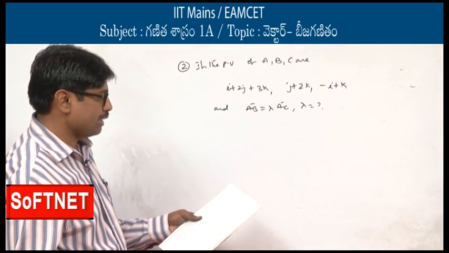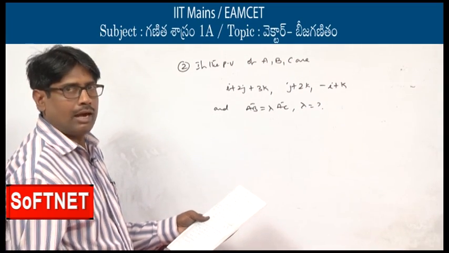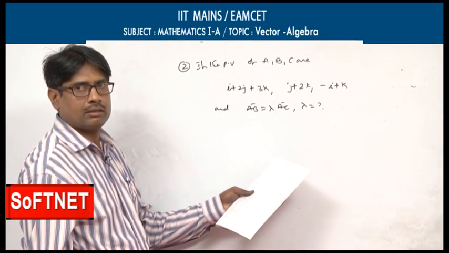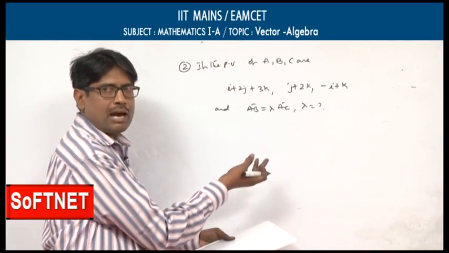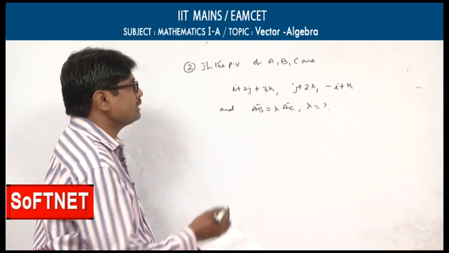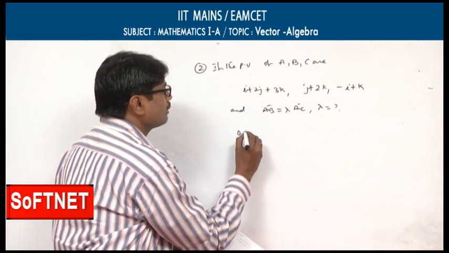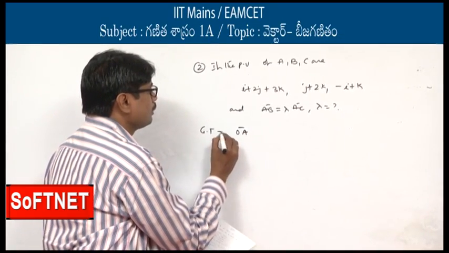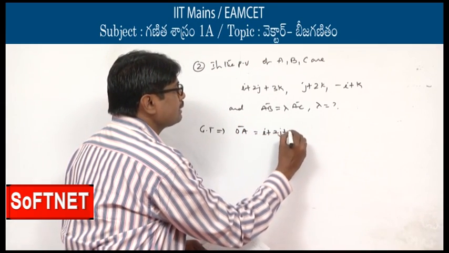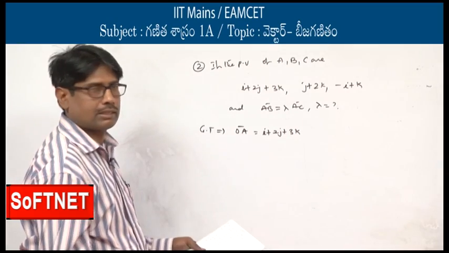Position vectors of 3 points are given, and AB bar is equal to lambda times AC bar. Then AB bar and AC bar will be parallel or collinear. Find the lambda value. According to the position vectors, OA bar is given as I bar plus 2J bar plus 3K bar.